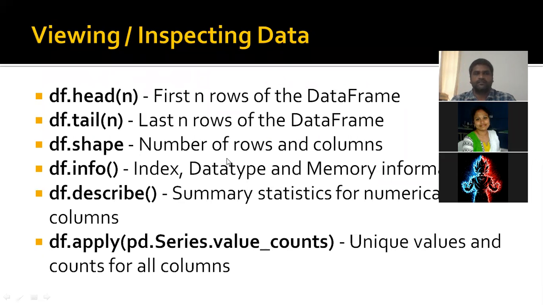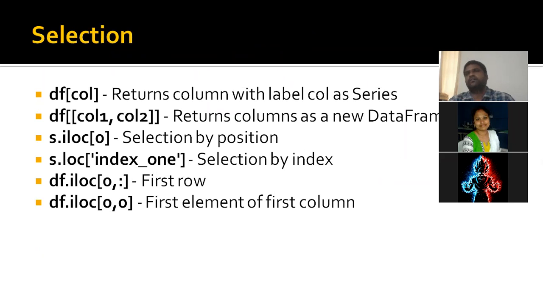The next is selection. How we select the data depends upon your query. The first one, df of column name: whatever column name we specify, the labeled column will be displayed as a series. It is converted into series. If I want multiple columns, I can use square brackets, column 1, comma, column 2.